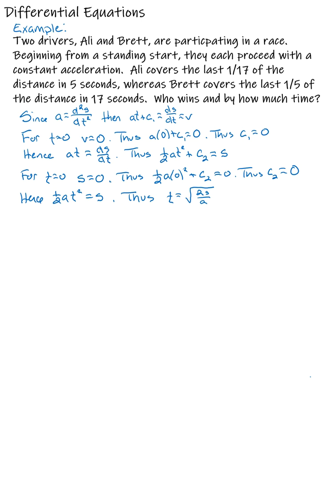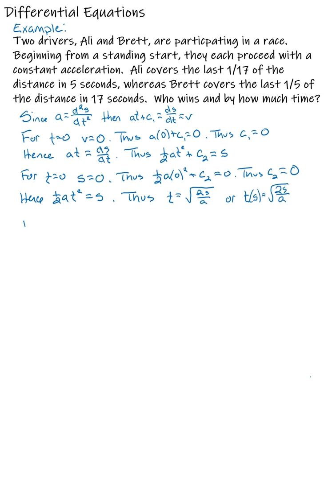Notice that time is a function of position. It does also have to do with acceleration, but that acceleration is constant. That is not changing. There will be an acceleration for Ali and an acceleration for Brett independent of one another. However, time here is a function of S. So we could write this as T of S is equal to the square root of 2S over A.